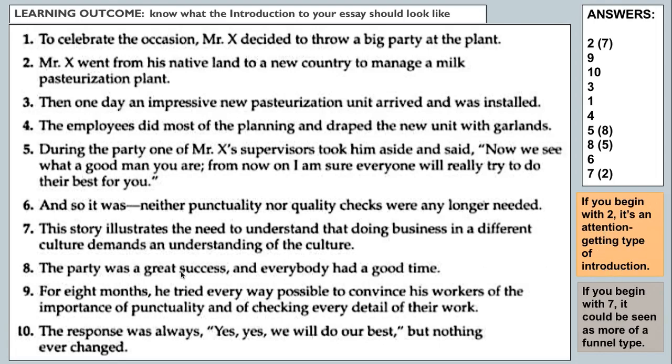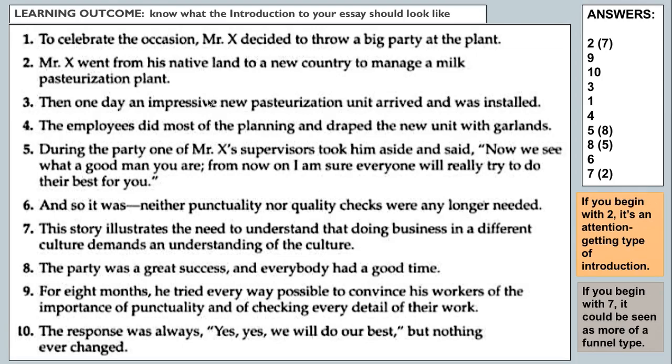So again, if it's a funnel, we start off general with what the story is about, right? And then to specific. It's about how Mr. X succeeded and the result of the approach. Or if we do an attention-getting structure, we begin with the story, we tell the story, and then we end with what the story shows.